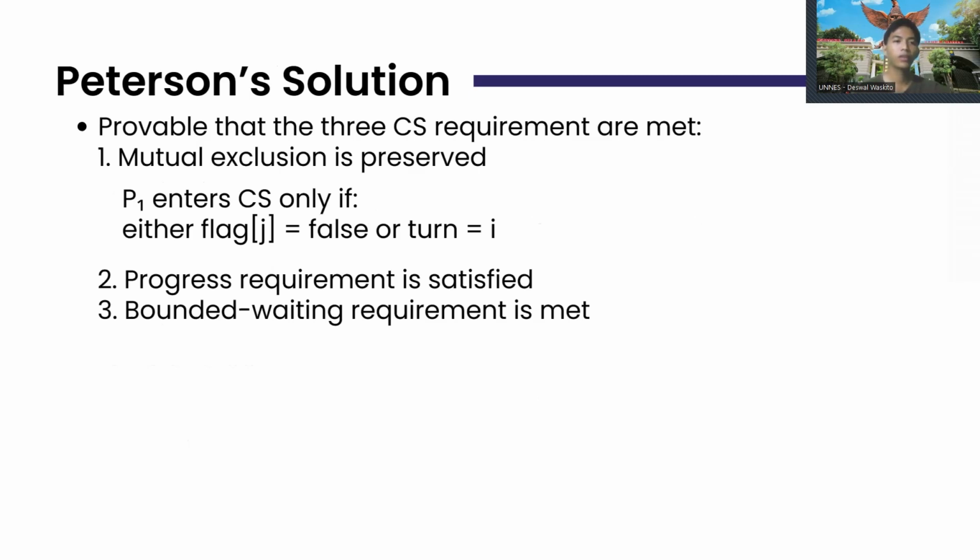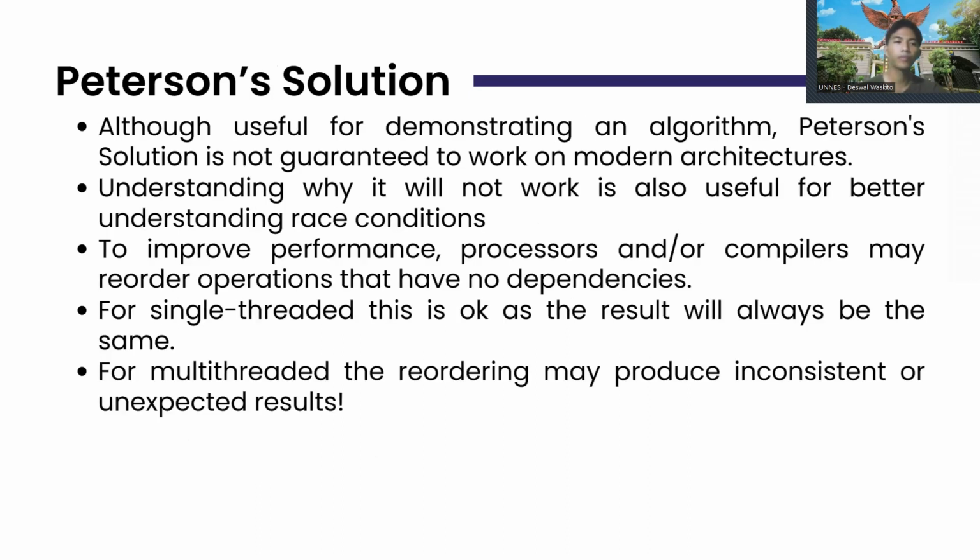Okay, so on the Peterson solution, it is provable that the three critical section requirements are met. The first one is mutual exclusion is preserved, and then the progress requirement is satisfied, and the bounded waiting requirement is made. Okay, it is also useful for demonstrating an algorithm.